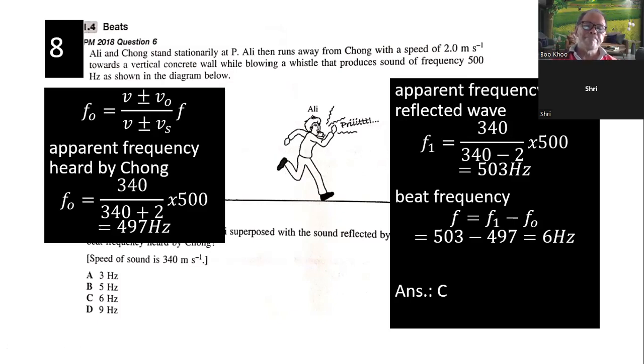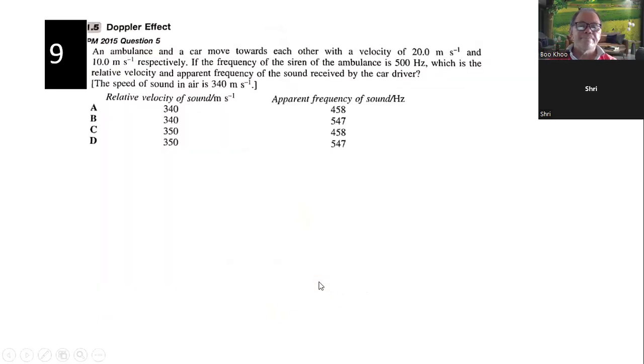Okay. Doppler effect looks like quite popular. Okay, another one. An ambulance and a car move towards each other with a velocity of 20 and 10 meters per second, respectively. If the frequency of the siren is 500 Hz, what is the relative velocity and apparent frequency of sound received by the driver? Yep. Relative velocity.